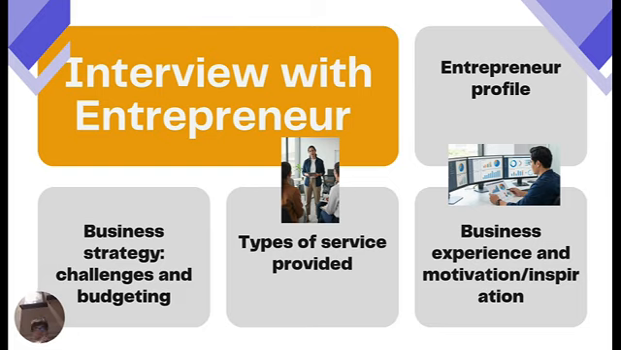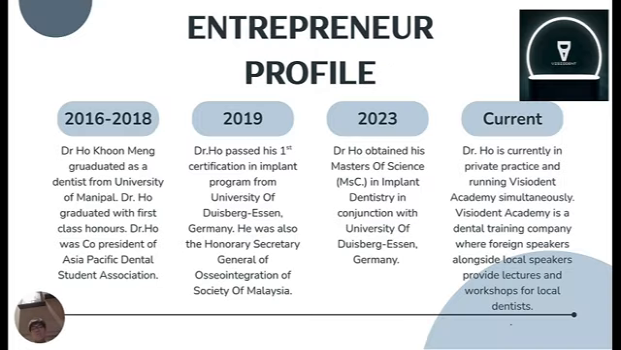So in the interview with the entrepreneur, Dr. Ho Kun Meng, we've covered four different aspects: to begin with, the entrepreneur profile and business experience, motivation and inspiration, the types of service provided by this entrepreneur, as well as the business strategy, which includes the challenges, the budgeting, and so on and so forth. To start with, an introduction about the entrepreneur himself.